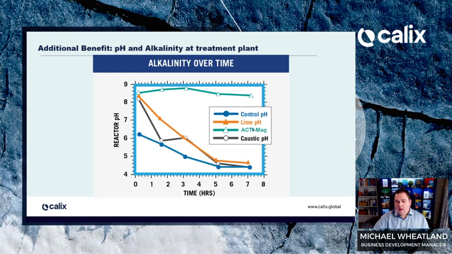Over these few hours, you can see that the ACTI-Mag manages to maintain the alkalinity within the treatment plant. Whereas a lot of other additives like lime or caustic or even soda ash, bicarb soda, those types of things, have quite a low alkalinity. So over time through the treatment plant, it loses the alkalinity and your pH starts to fall. That's quite important. So that's a benefit that you might be able to provide your wastewater treatment plant by adding the ACTI-Mag upstream in your sewer network.